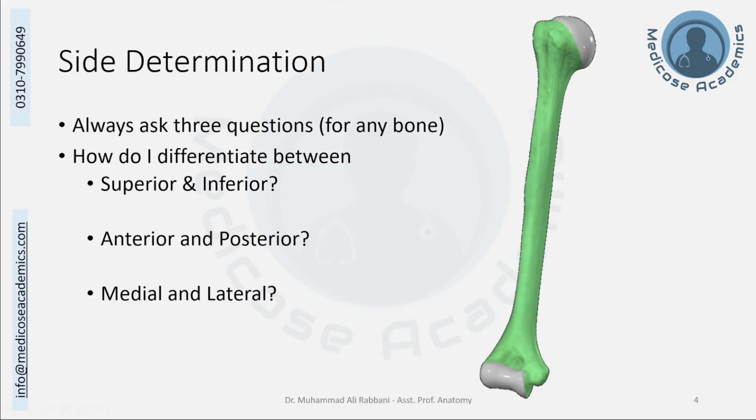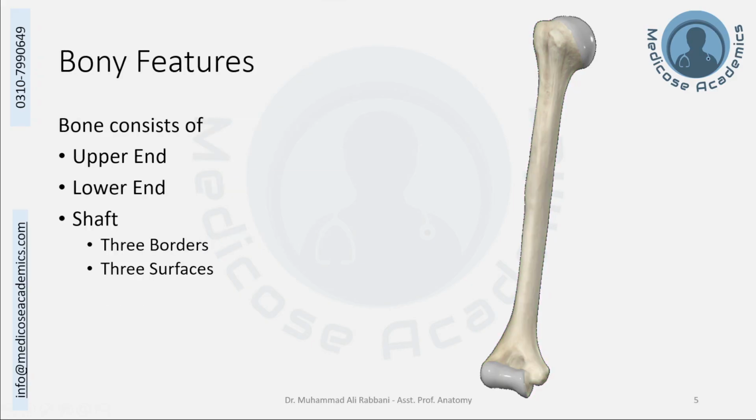With this we are done with the side determination, and we will move on to the bony features. It is a long bone, so naturally it has an upper end, a lower end, and the shaft between them, which is further divided by three borders into three surfaces. We will start by describing the features at the upper end.